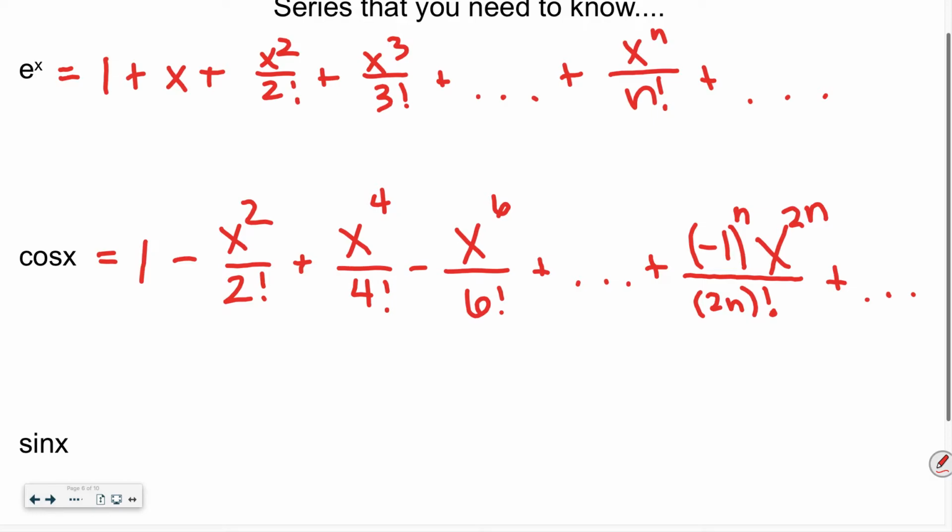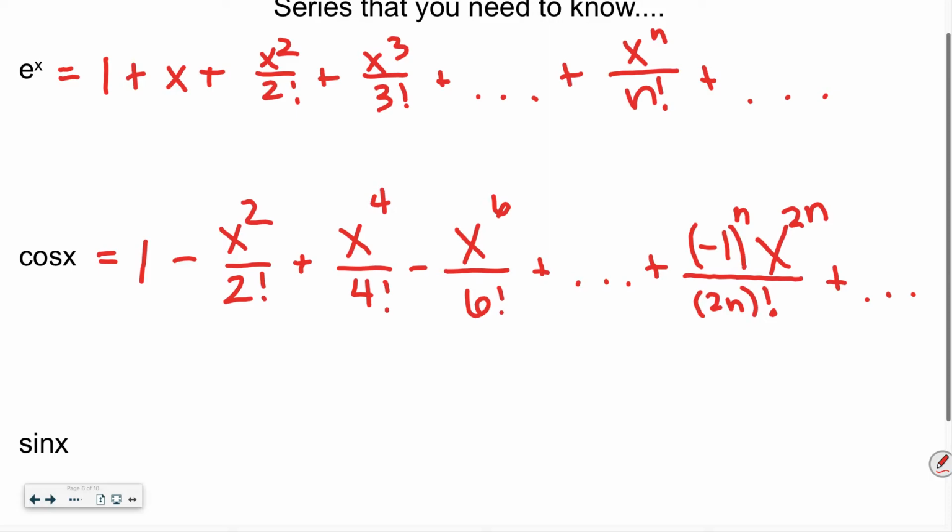Okay, cosine of x. If I say, hey, give me the power series or the Taylor series for cosine of 5x, all we would have to do is replace all of these x's with 5x.